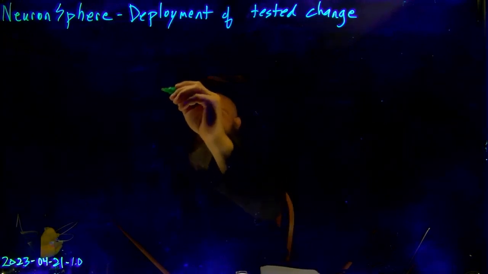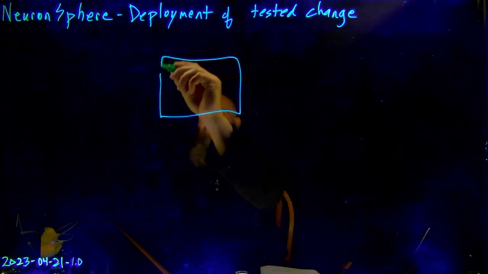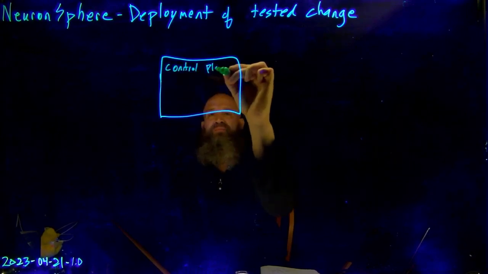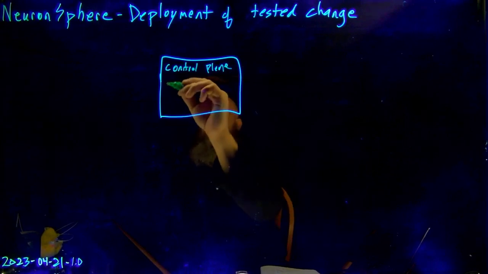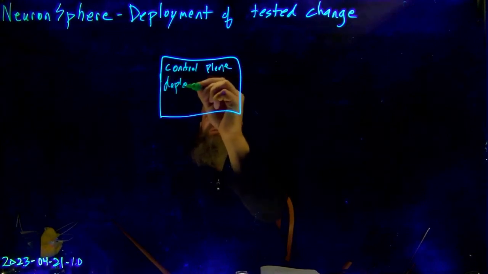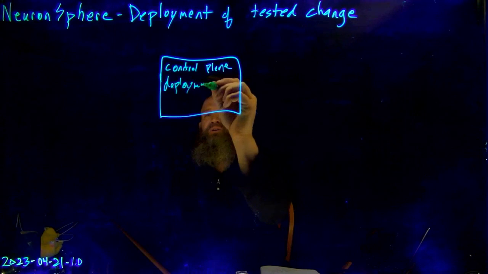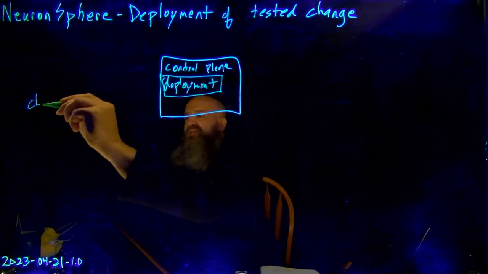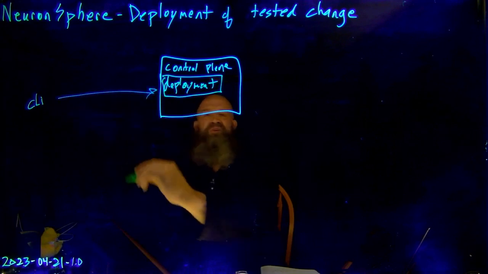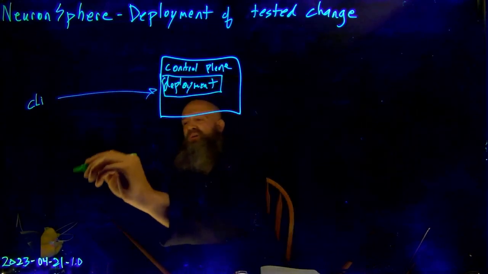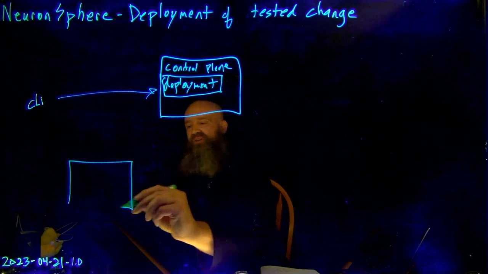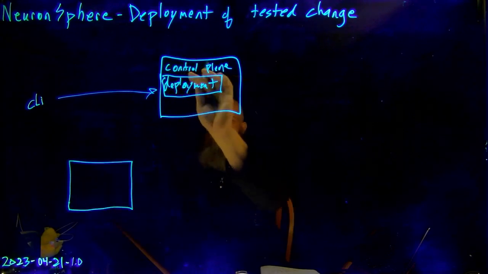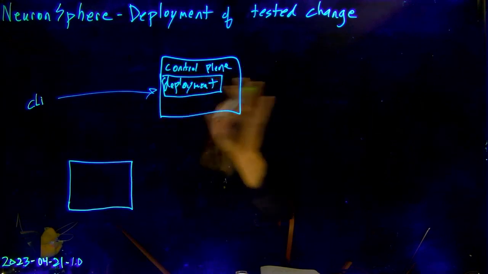So we've got an account here, which is the control plane. And in here is the deployment service. And so Kate is going to be using the CLI to do some interaction with the deployment service. Now, we have another account over here. And to clarify, when I say account, these are individual AWS accounts being managed in the NeuronSphere ecosystem.